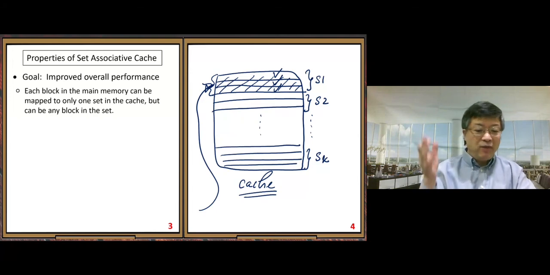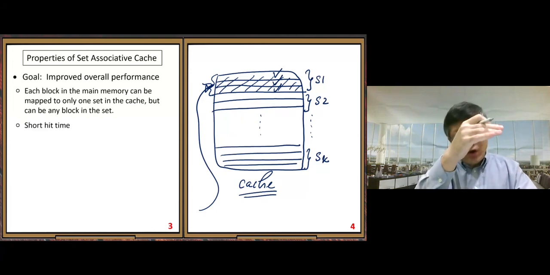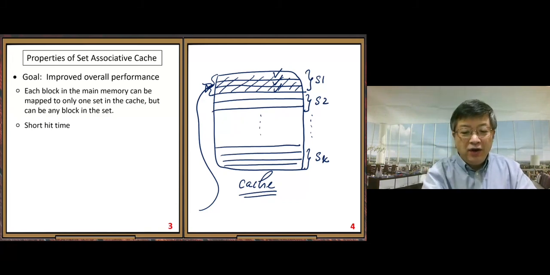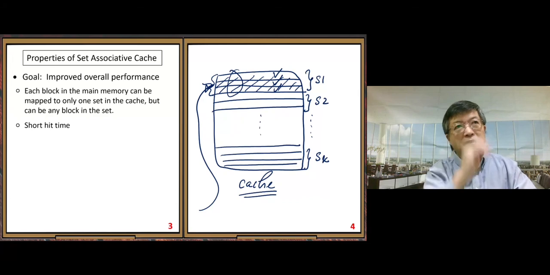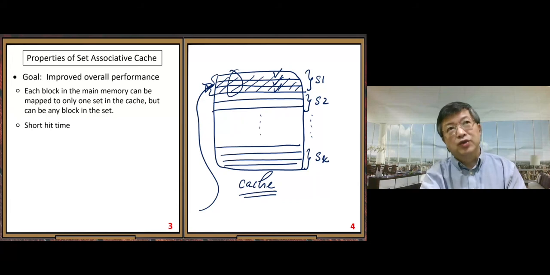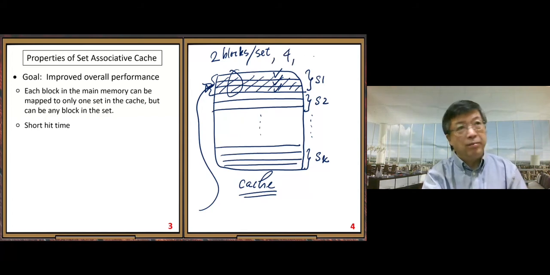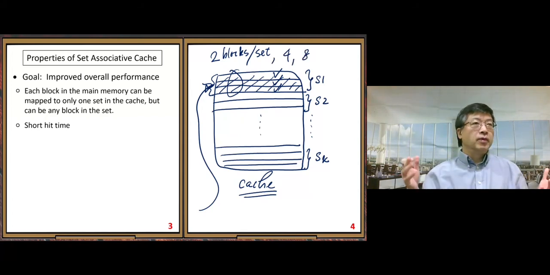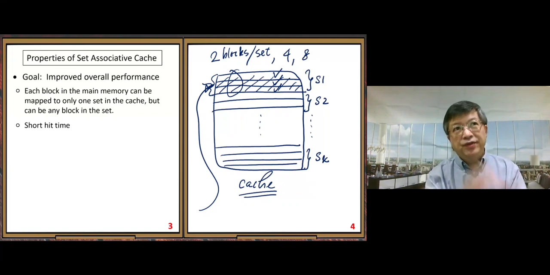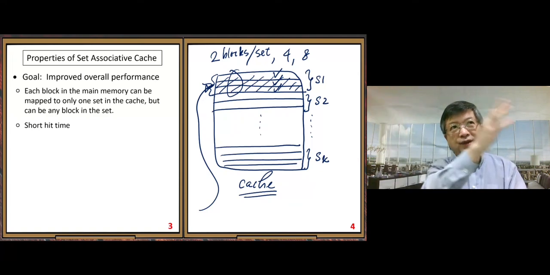So let's look at the hit time, probably short. Not the shortest, but pretty short, because you only need to look at a certain number of locations. Usually how many slots do we consider in a set? There are three possible ways people use. First one, 2 blocks per set. 4, because the number should be a power of 2. And 8. Only these three cases: 2, 4, 8.